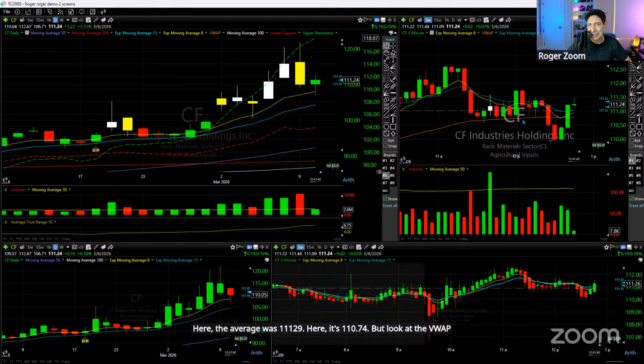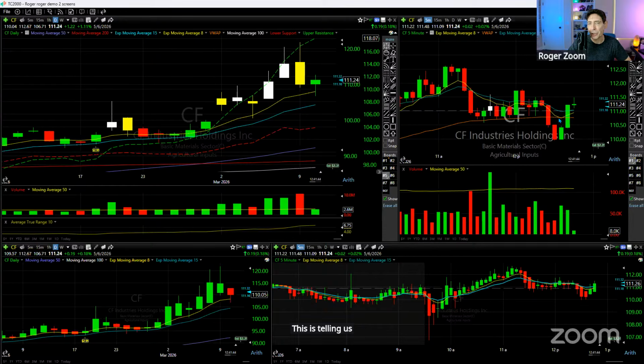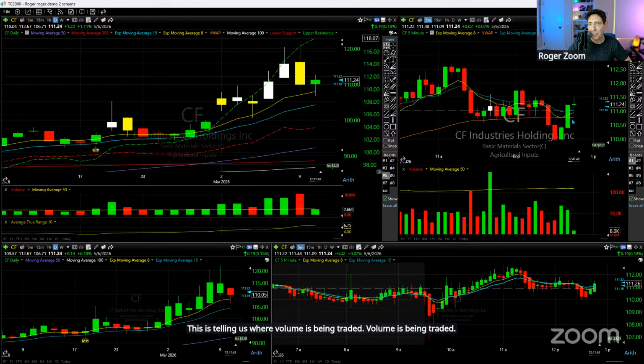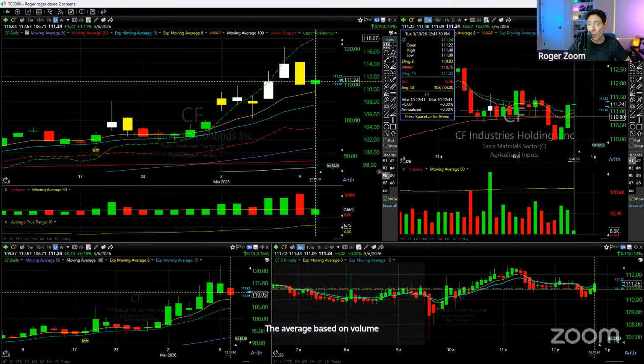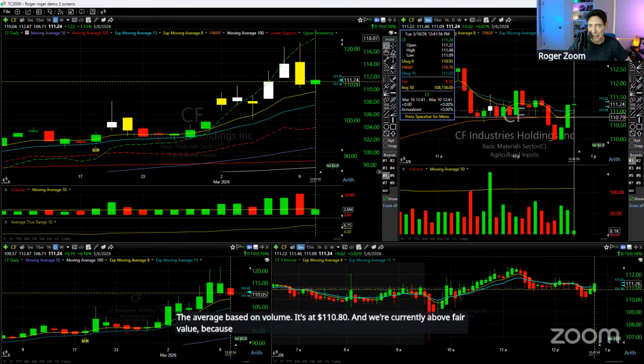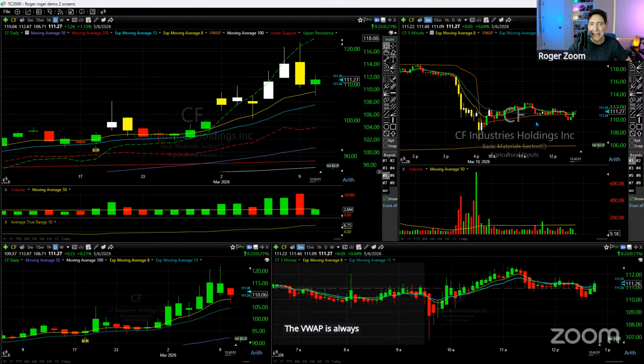Look at how consistent it is. This is telling us where volume is being traded, the average based on volume. It's at 110.80. And we're currently above fair value, because this is fair value on an intraday chart. The VWAP is always set at the beginning of the day, automatically. You don't need to change the anchors of it.